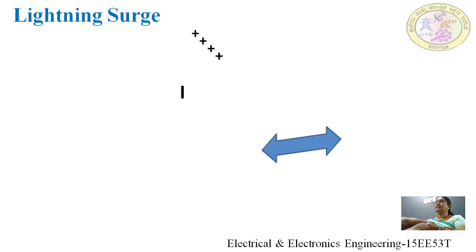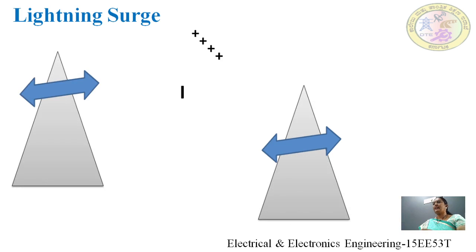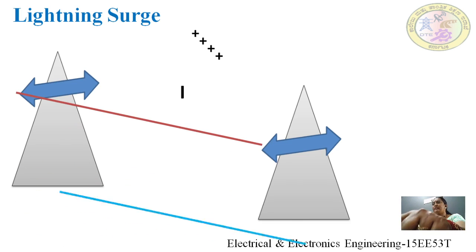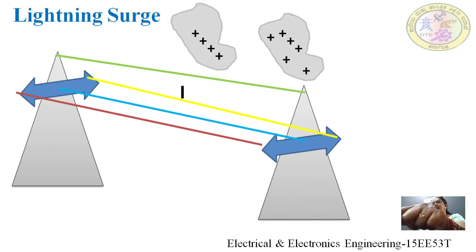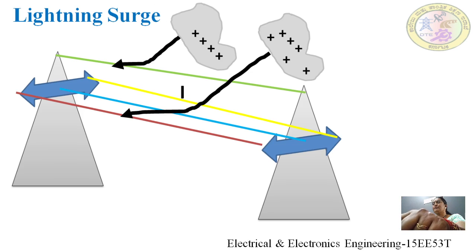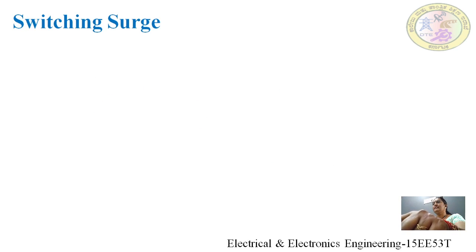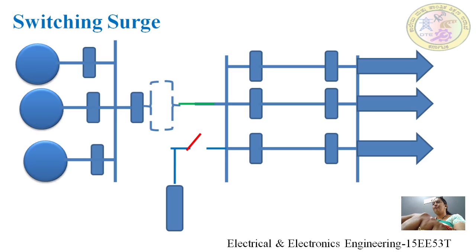Next, there is a lightning surge, which also gives rise to a fault in the power system. Consider two transmission towers. These towers are connected by means of a transmission line, and there is a cloud nearer to the transmission line. This will discharge through the transmission line. This causes a lightning surge. This is one of the faults.